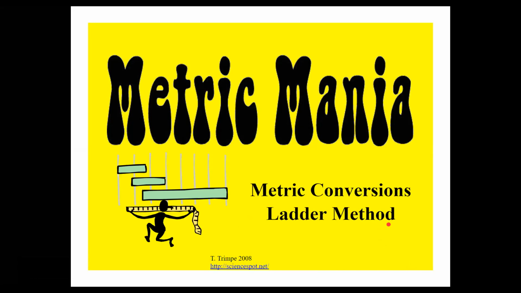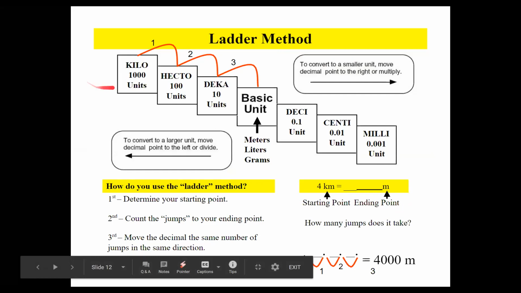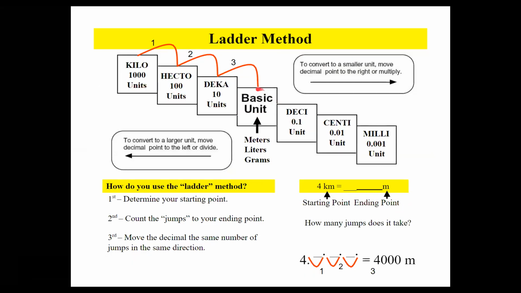So how does the ladder method work? It looks something like this. So here is our metric ladder. We have our basic units right in the middle here, our meters, grams, and liters. And then up here, you see our kilo for our kilometers or our kilograms. And down here, you see our milli for our millimeters or milligrams or milliliters. We've also got our centi right here.